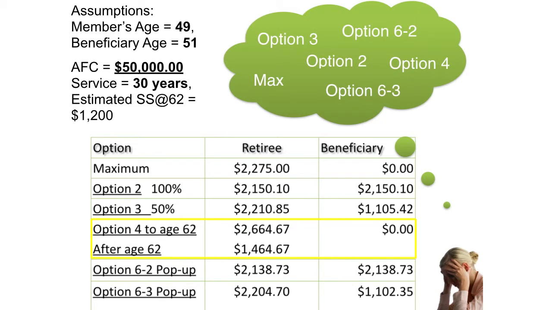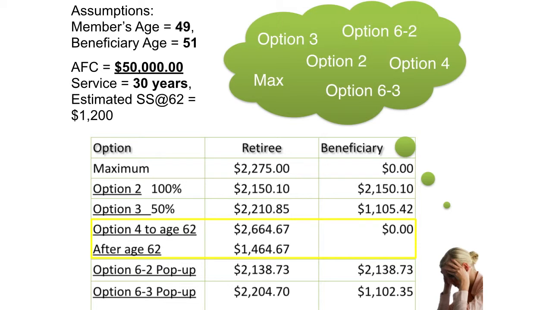And now we'll go back to option 4. This is called Social Security leveling, or a Social Security bridge. Please keep in mind the retirement system is not paying you Social Security. We are paying you a higher modified maximum benefit, $2,664.67 every month until this member turns 62.